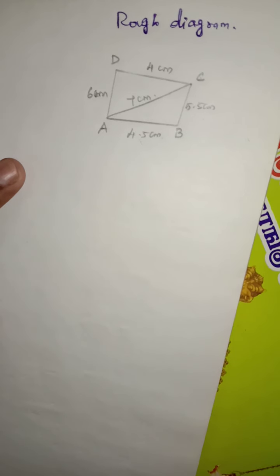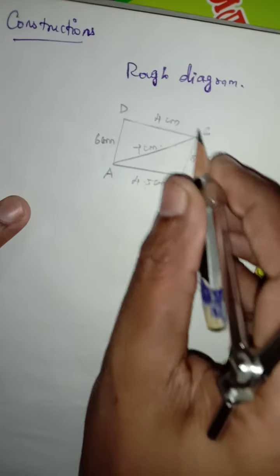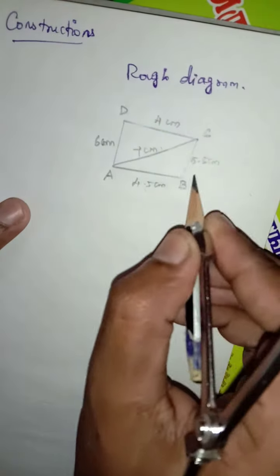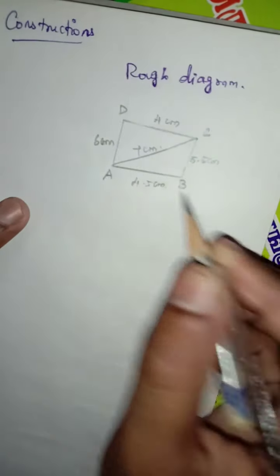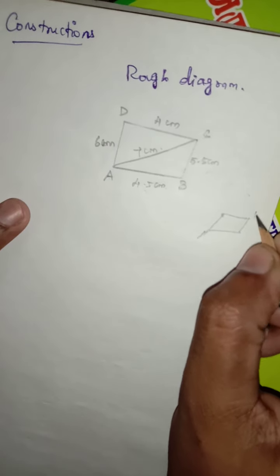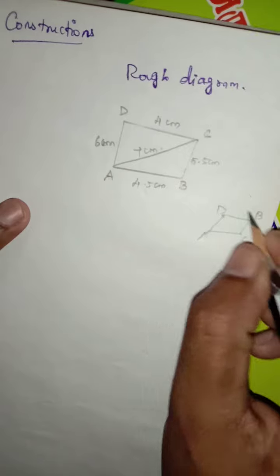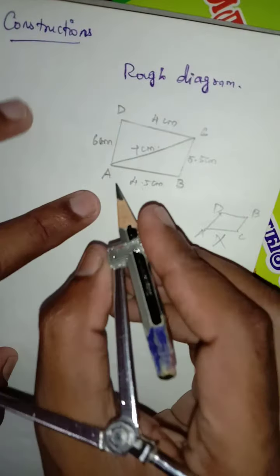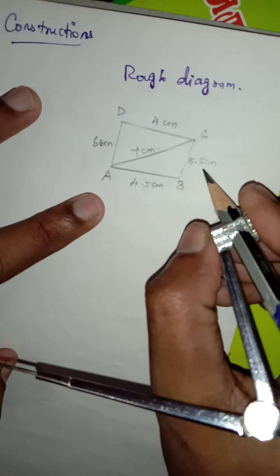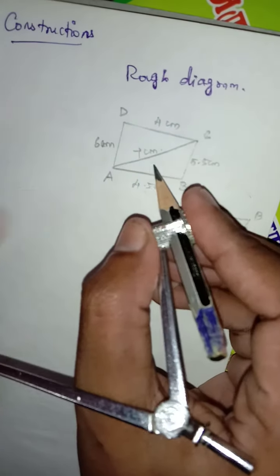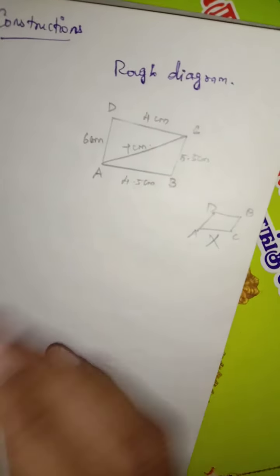While naming, we usually name it in order, either A, B, C, D, or in clockwise or anti-clockwise direction. If a quadrilateral is given, you should not name it randomly. It is a wrong way. So name it in order. It is given that AB is 4.5 cm, BC is 5.5 cm, CD is 4 cm, AD is 6 cm, and AC is 7 cm. That is the question. I note down all the values.